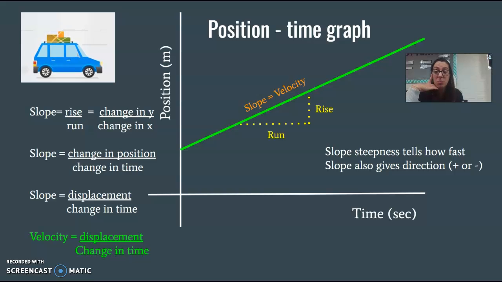Negative velocity, maybe you're moving to the left, or you're going west. You're moving in the negative direction. And how would that show up on your position time graph? Well, it would be a line. This one matches, I think, what you see. It would be a line with a negative slope.